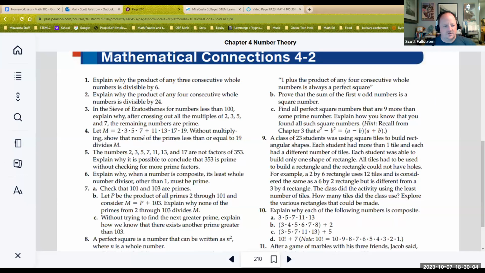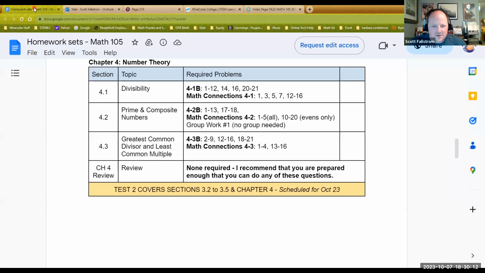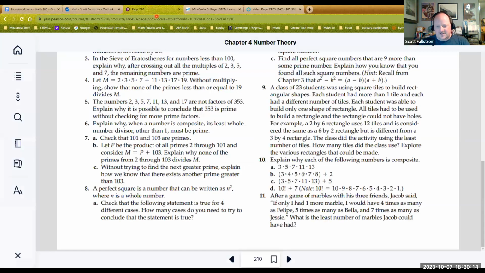Okay, let's see here. 1 through 5. Then I picked a few other ones, which were, I think, 10 through, is that what I said? 10 through 20, evens only. So 10, explain why each of the following numbers is composite. I mean, the first one, again, don't read too much into these. It's a product of primes.